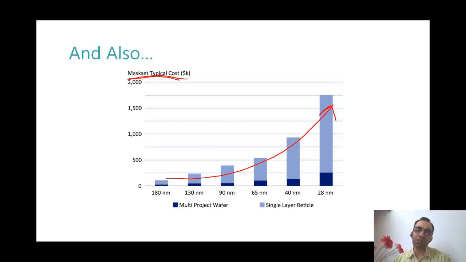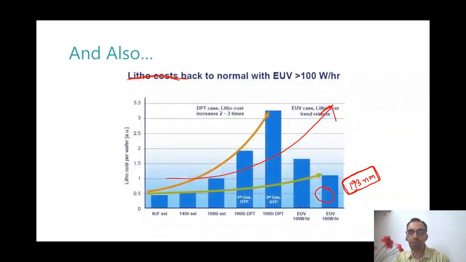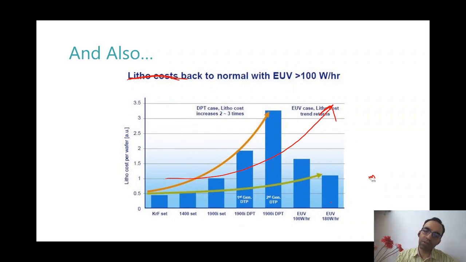Why does this mask set cost increase? Because you're trying to draw features which are, let us say, 28 nanometers apart by using light with the wavelength of 193 nanometers. Because of this, you have to do a lot of optics, and you need to make additional masks so that diffraction patterns, interference, and all those are taken care of. You need to do a lot of resolution enhancement so that you're able to draw a feature of 28 nanometers with a wavelength of light of 193 nanometers. Okay. And how to take care of it?